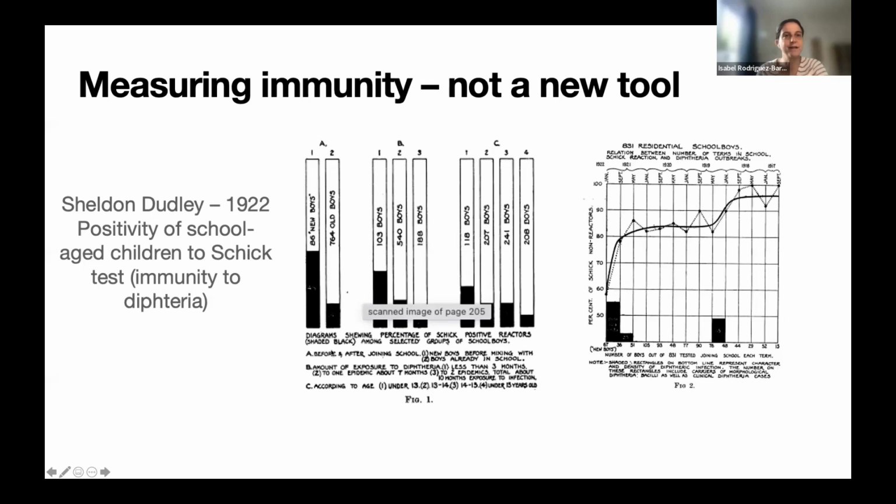Measuring immunity is definitely not a new tool. This is a picture from some work by Sheldon Dudley from 1922, so 100 years ago, where he measured the immunity of school-age children. The Schick test, this was in the UK, and the longer boys had been resident, the greater proportion that were immune, and if there was more immunity, it correlated with who got infected in the next outbreak. So essentially the same type of thing that we're still trying to do 100 years later.